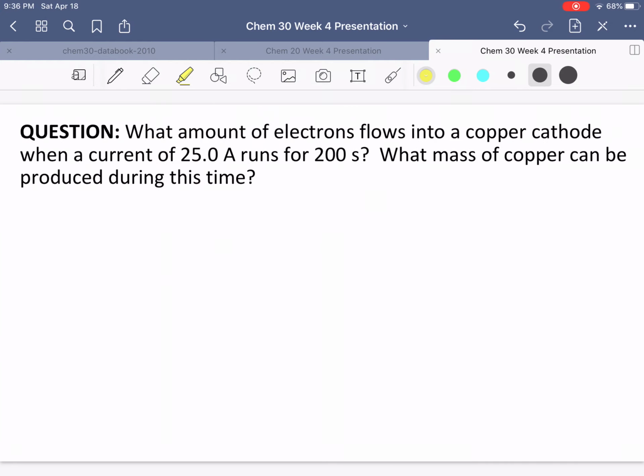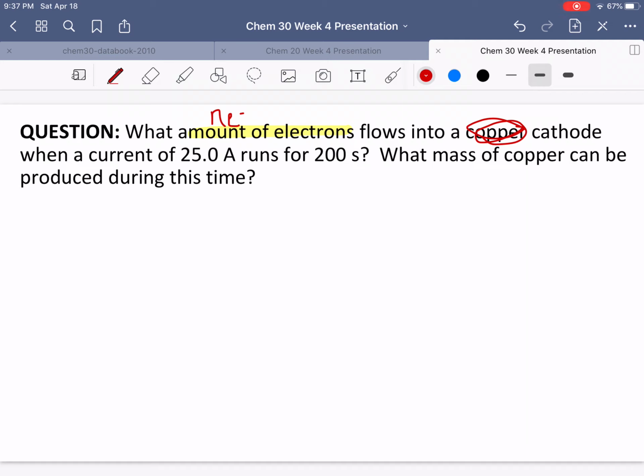Here we go. Let's start working through it. Alrighty. Notice the question. Focus on what's being asked. What amount of electrons? When you see amount, it relates to N. If it says electrons, it's N of electrons. Now it's saying what amount of electrons flow into a copper cathode.